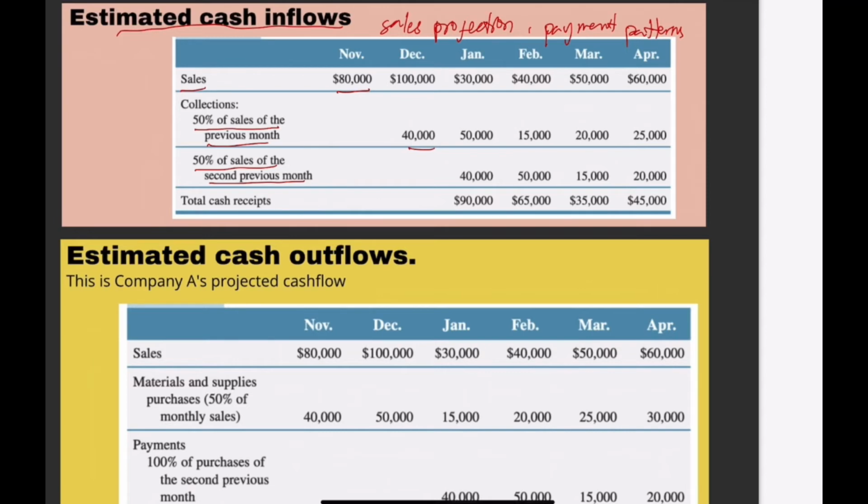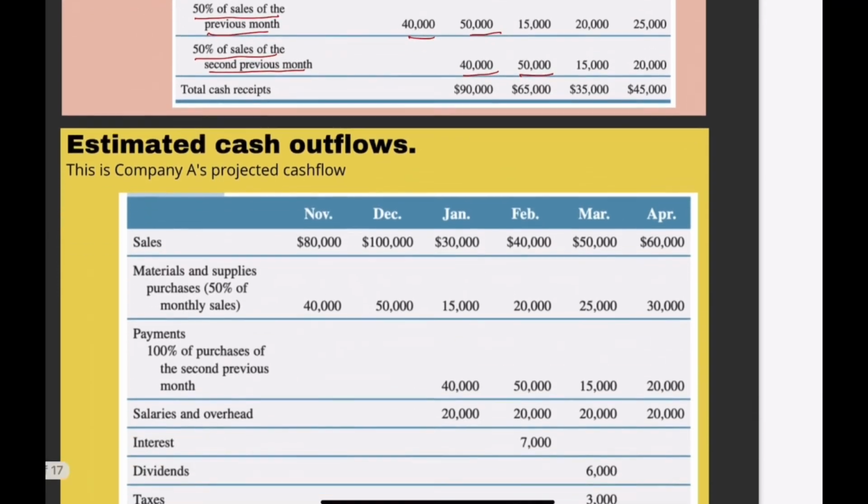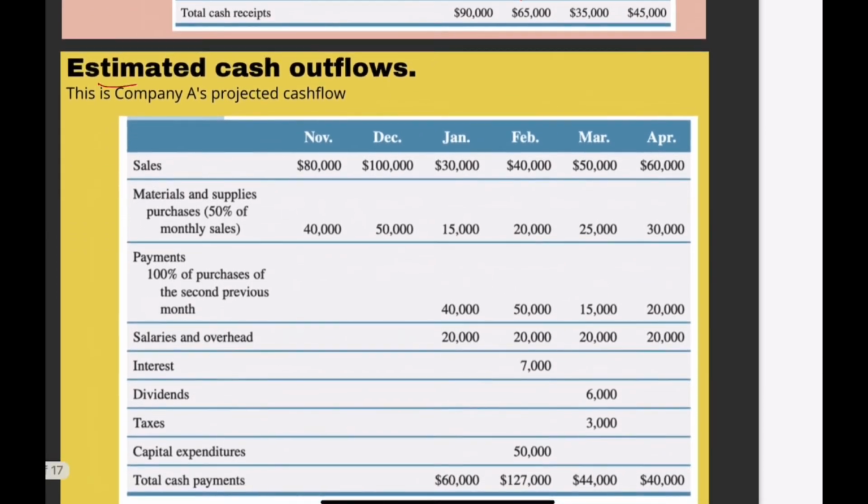And the other 50% will normally be paid on the succeeding month, which is January. So that's another 40,000, and so on and so forth. So now we can determine our total cash receipts. Now let's go to estimated cash outflows. Estimated cash outflows is actually the estimated expenses, the projected expenses.